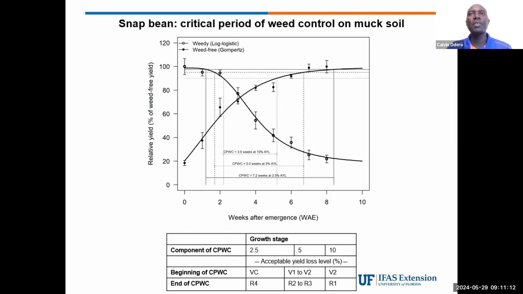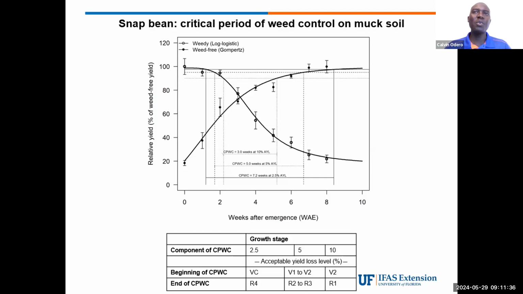So the critical period of weed control is that time interval in the crop's growth cycle during which weed control measures must be undertaken to prevent any yield losses. And these yield loss numbers are more of, I would say, arbitrary. They can range typically from 2.5 to 10%. So it depends just on the yield loss level that a grower is willing to accept.